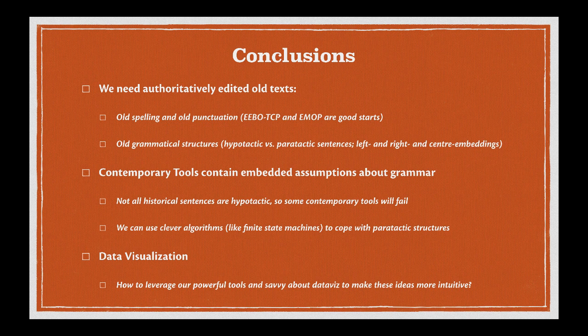The other interesting thing about today's talk, and I'd be happy in the Q&A if anybody knows of some other resources, is that a lot of these contemporary tools contain embedded assumptions about contemporary grammar, and those tools don't work very well on some of these older texts. What I think is interesting and shows some promise is that we can actually use some clever algorithms, like a really simple finite state machine, to help cope with some of those older sentence structures and to find certain kinds of grammatical structures that are not necessarily hierarchical, that are not necessarily embedded.